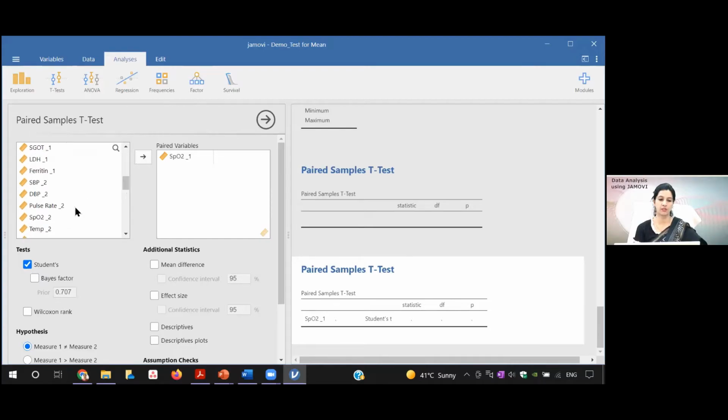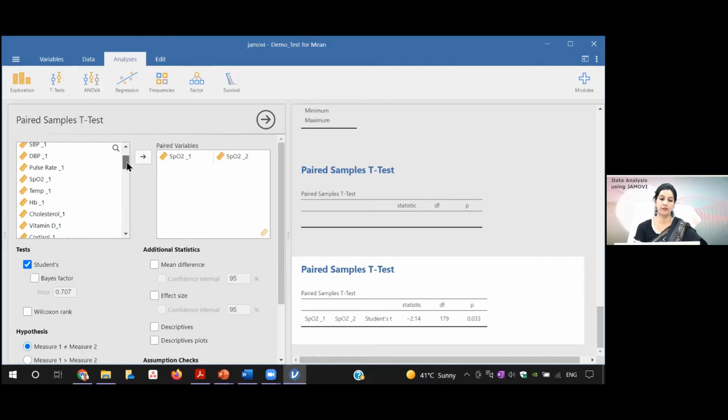So this is the SpO2 2. So I have moved here. So you can see it is the paired value 1 and 2. Again, the second variable is CRP. So you have to move first CRP1, then only CRP2. Don't do like 2 and 1, 1 and 2. So that sequence should be there because it is the paired value.